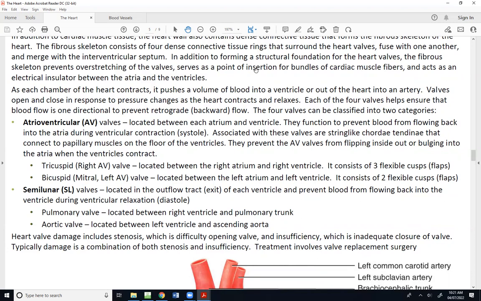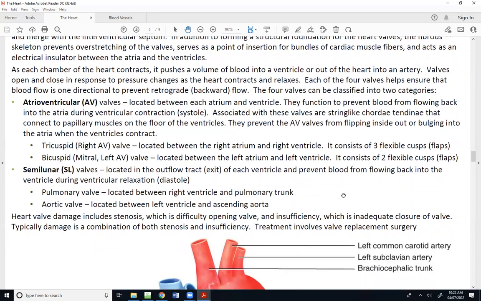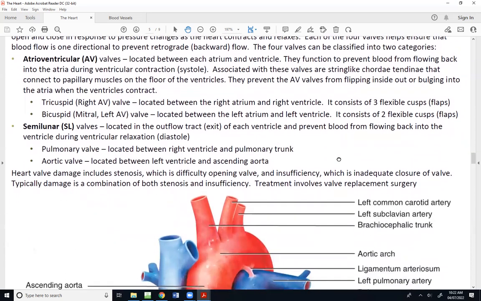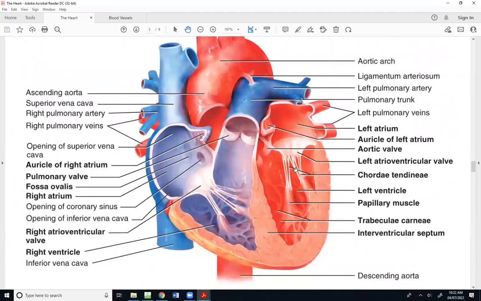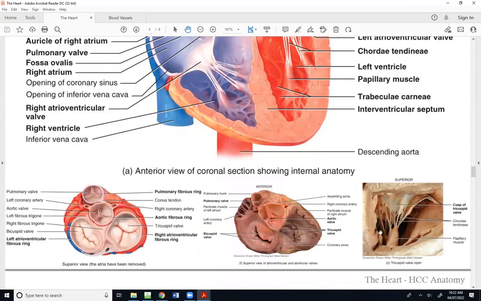Okay. There are 4 heart valves, and they are either classified as atrioventricular valves, or AV valves for short, or semilunar valves, or SL valves for short. The first 2 valves we'll talk about are the AV valves. We call them the atrioventricular valves because they are located between an atrium and a ventricle. Atrioventricular, straight forward as can be. Their job is to prevent blood from flowing back into the atria when our ventricles are contracting or going through what we call systole.